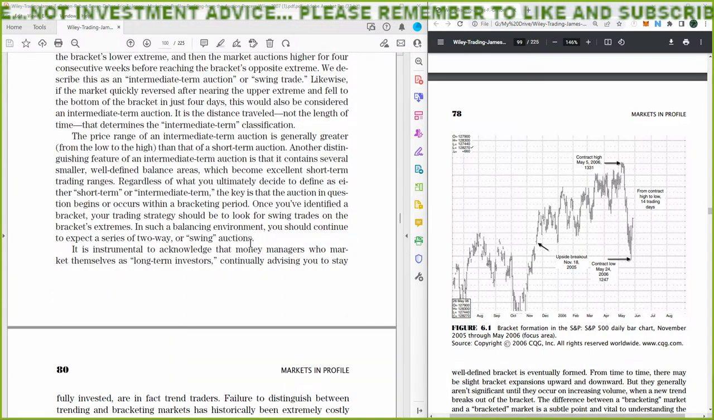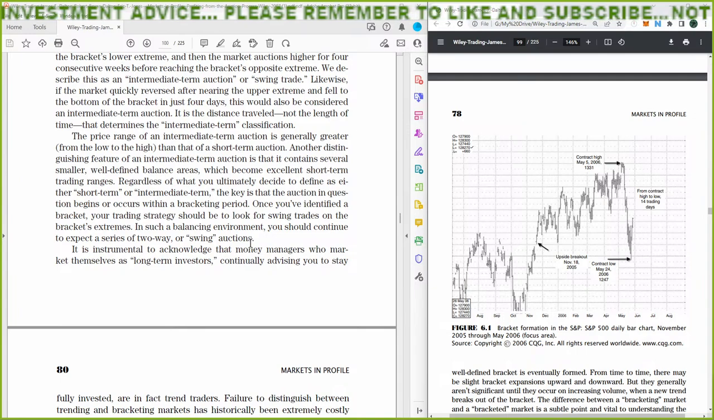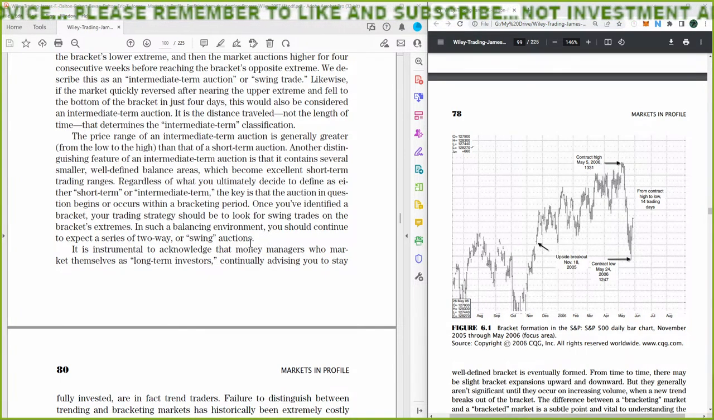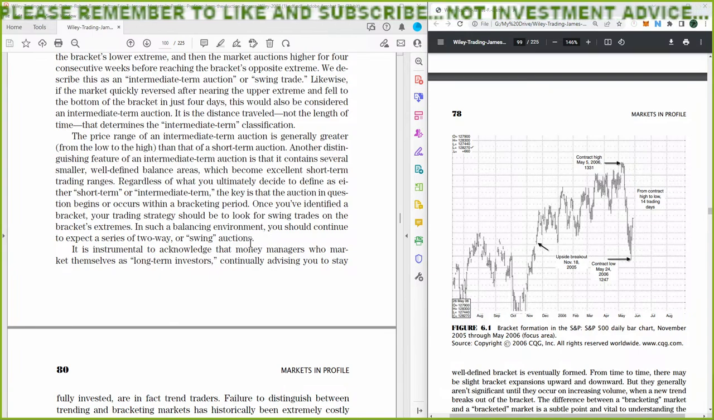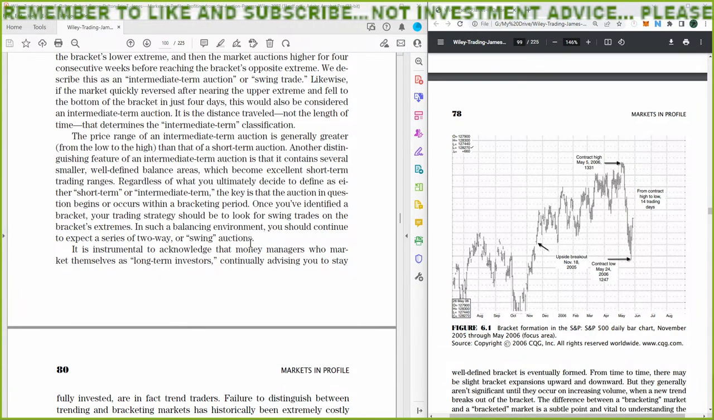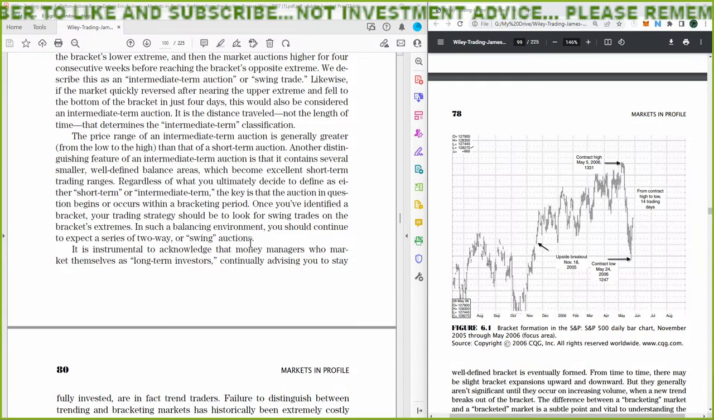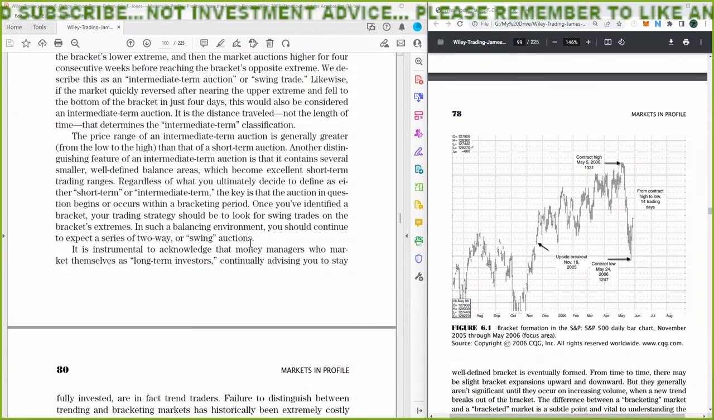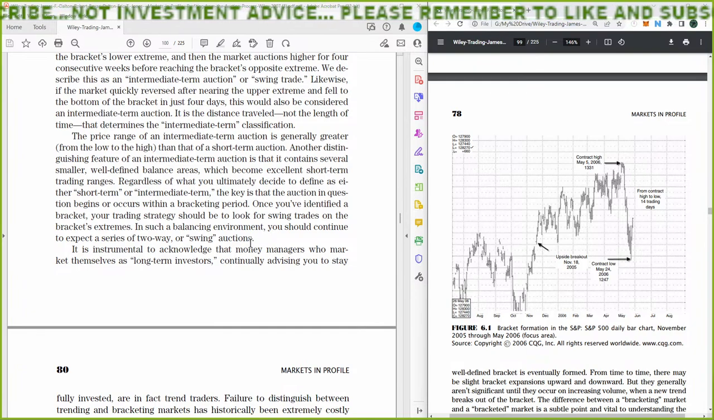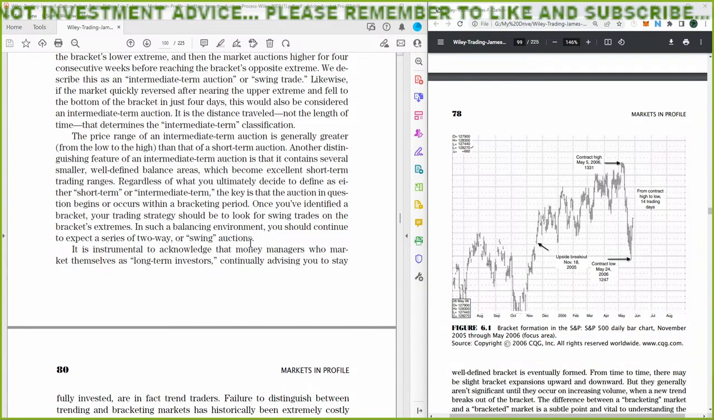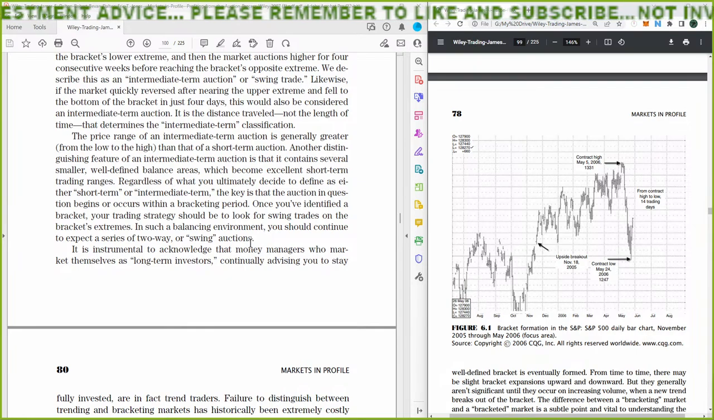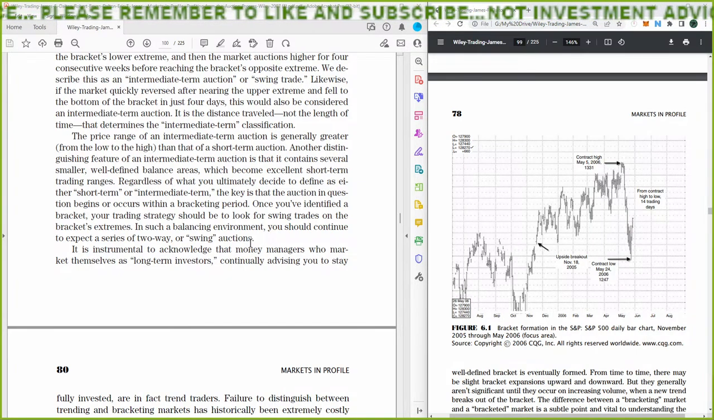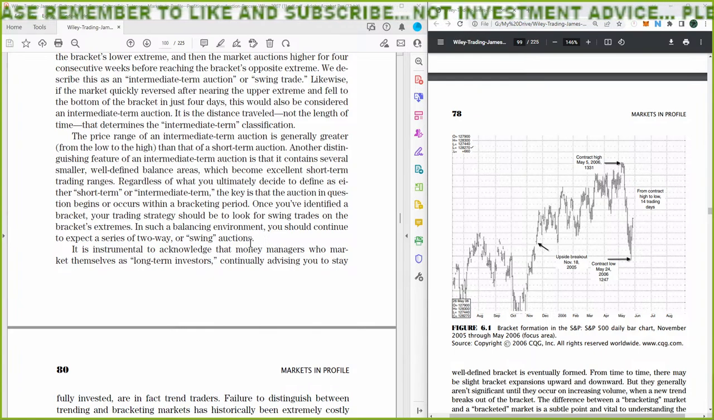The price range of an intermediate term auction is generally greater from low to high than that of a short-term auction. Another distinguishing feature of an intermediate term auction is that it contains several smaller, well-defined balance areas which become excellent short-term trading ranges. Regardless of what you ultimately decide to define as either short-term or intermediate term, the key is that the auction begins to occur within a bracketing period.